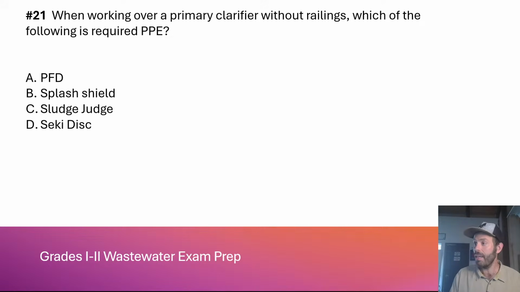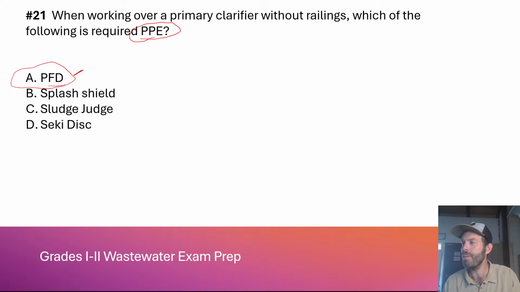It is A, a PFD, also known as a personal flotation device or a life jacket. It's written like that. So, you're not supposed to talk specifics, but I want to say I remember getting this on my grade 1, and it was written like that. It wasn't personal flotation device because it kind of leads you in the right direction. PPE, by the way, know the definition of that. Personal protective equipment. You need to know what that means.